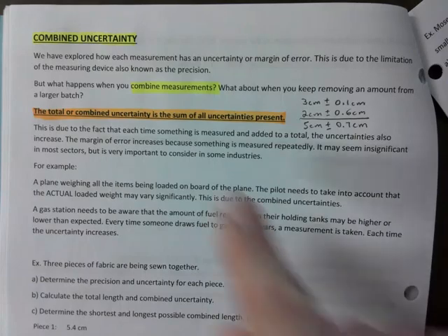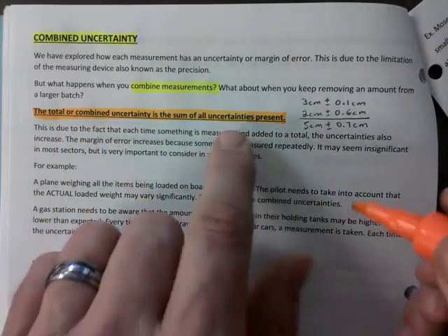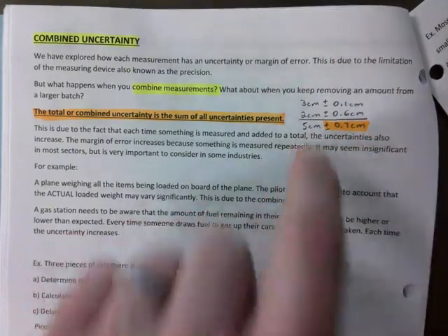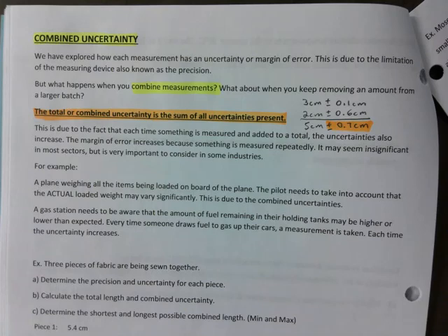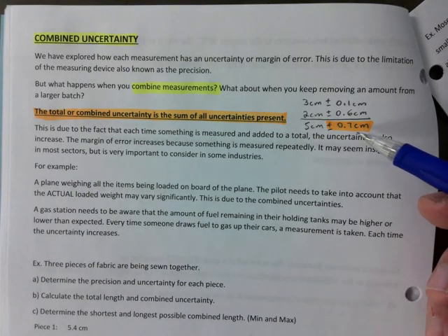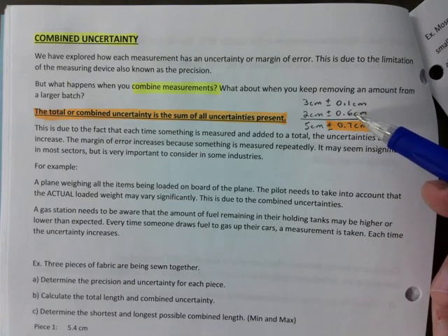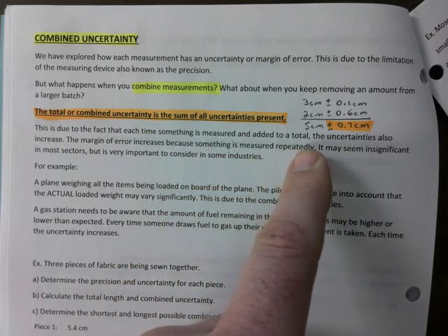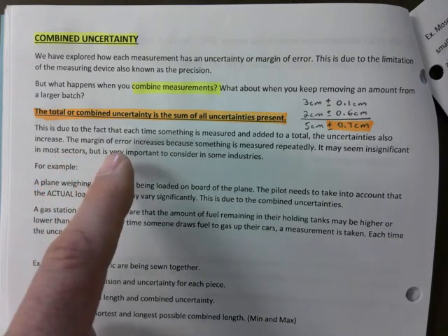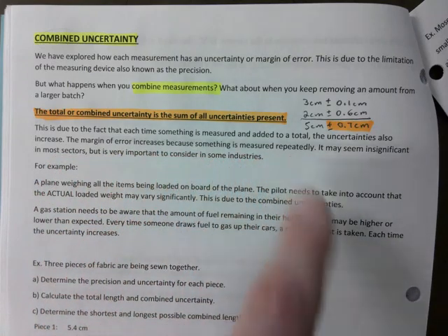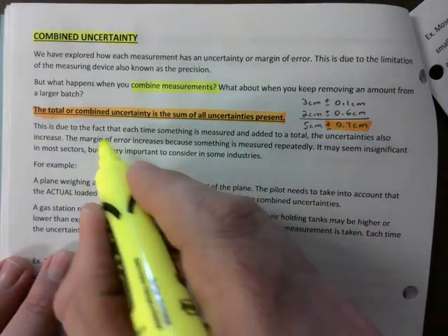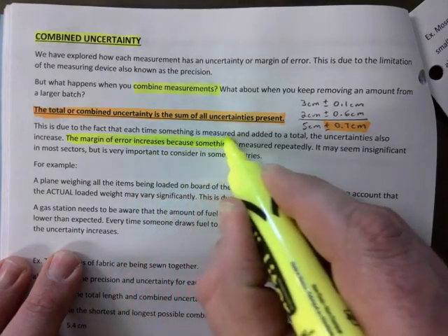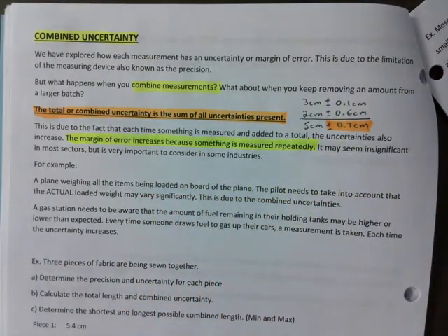So I want you to use the same color if you're highlighting. I want you to highlight this. This is what we would call the combined uncertainty. So you add it all up. And the idea stands, right? If you're off here and you add something else that is also off, then it just keeps compounding the total uncertainties. This is due to the fact that each time something is measured and added to a total, the uncertainties also increase. The margin of error increases because something is measured repeatedly. Okay? This is the idea here. The margin of error, which is the uncertainty, increases because something is measured over and over again.